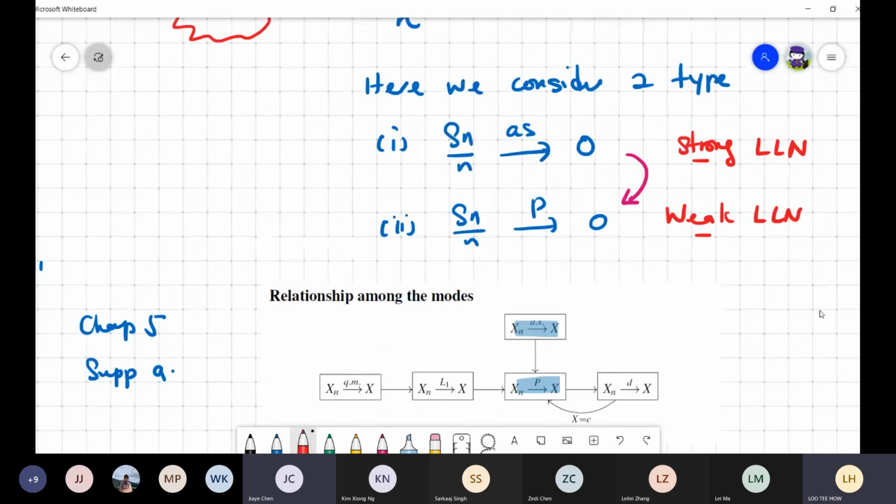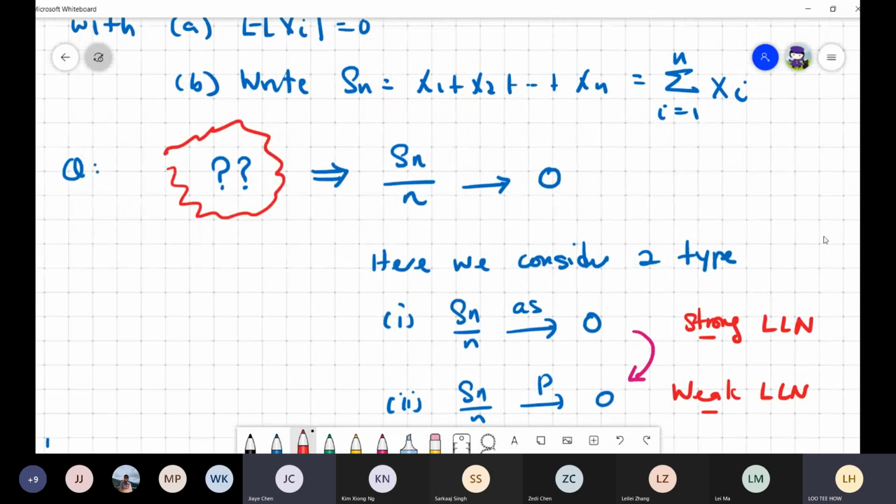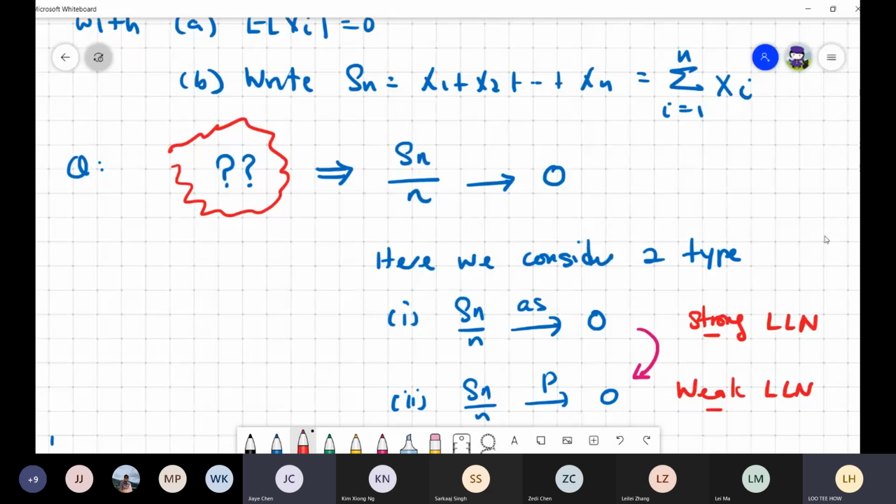Okay, that's the thing. Okay, come back to here. So here is our study. Not our study, actually, the main study. One of the main studies in probability theory. That is, for what hypothesis can we get this conclusion, Sn over n converges to 0.